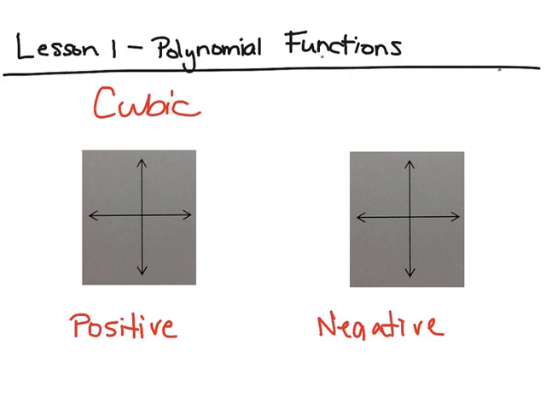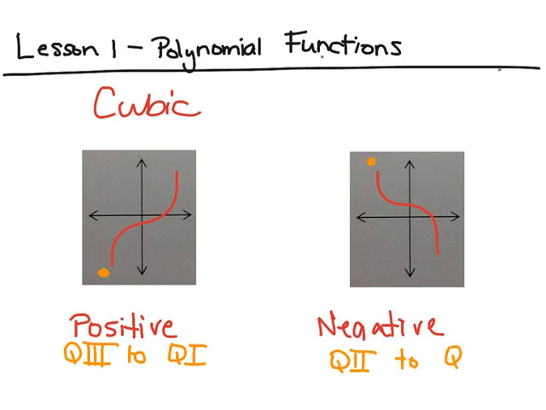And lastly, for a cubic function, if it's positive, it's going to look something like this, and if it's negative, it'll look like this. So a positive cubic function starts in quadrant 3, and it ends in quadrant 1, and it's the same as a line. And a negative starts in quadrant 2, and it goes to quadrant 4. So that is the end behavior for all polynomial functions up to the third degree.